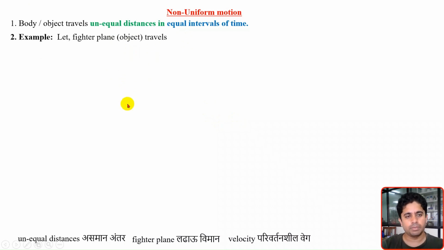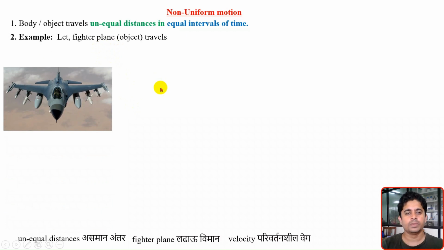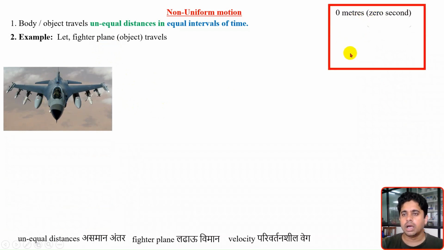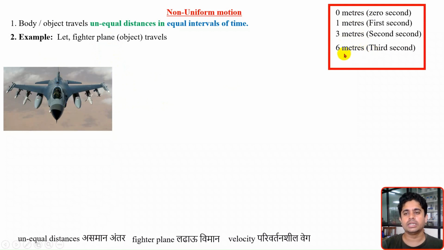Let us go with the same example we considered for uniform motion. Let a fighter plane, which we take as an object, be traveling through the air. Suppose the fighter plane started the journey at 0 seconds, so obviously it has covered a distance of 0 meters. After 1 second, it has covered a distance of 1 meter. After the second second, 3 meters. After the third second, 6 meters. And after the fourth second, 10 meters.